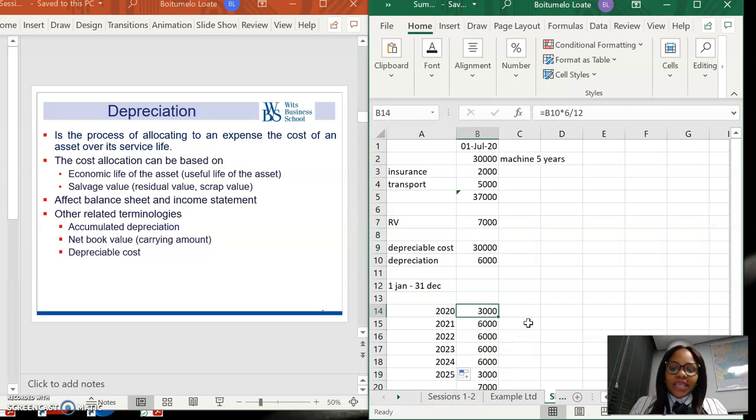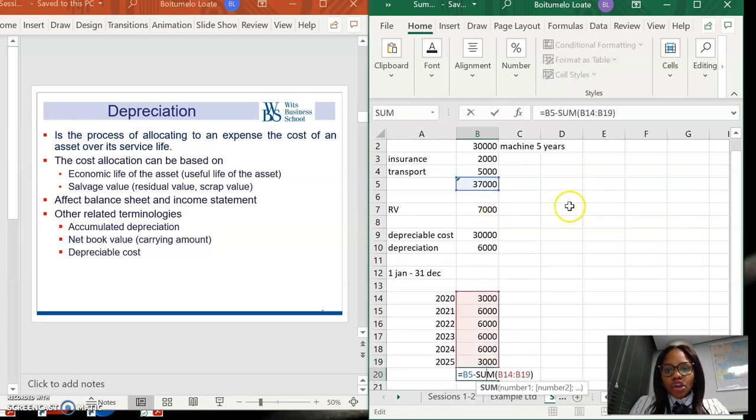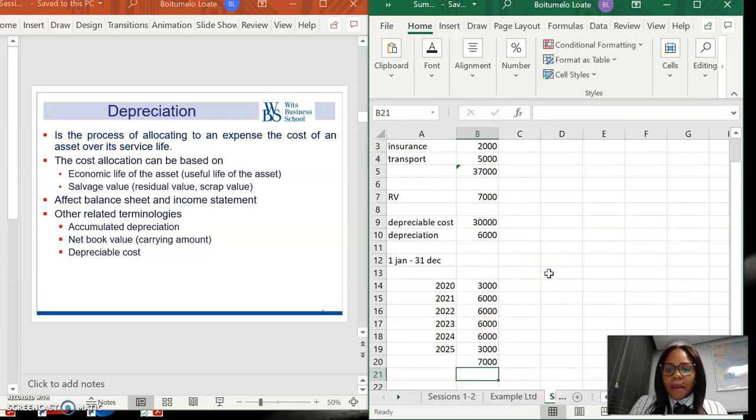So in 2020, I then have usage of 3, and for all the other years, I'll have 6, but that last year, I have another 3. And if I then go and take my initial cost that I capitalized of $37,000 and subtract all the years' depreciation over this entire period that I had used it, my asset needs to get me back to that exact same residual value which I had, which I expect to scrap it at that value.